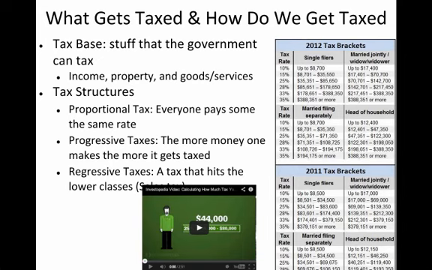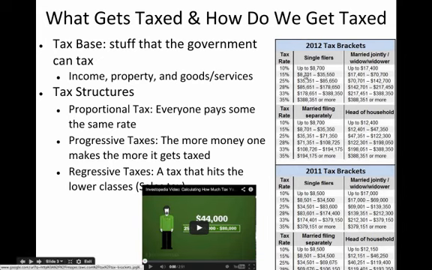Then there are progressive taxes. This essentially means that the more money one makes, the more that money gets taxed. If you did the budget project this year, you probably know a little bit more about this than anyone else does. If you look at the tax brackets on the right, for 2011 and 2012, you can see how the tax rate works.